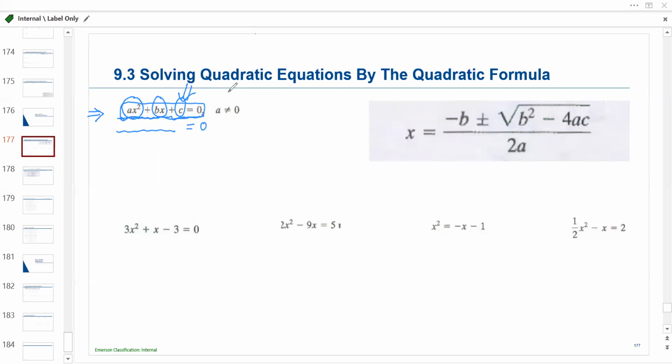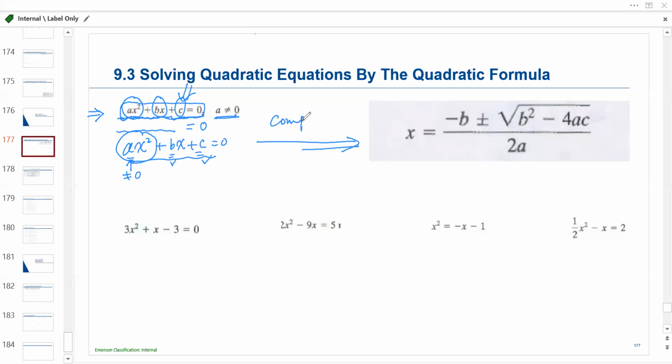If it is a quadratic equation, of course a cannot equal 0. B possibly can be 0, C possibly can be 0, but A definitely cannot be 0. This one cannot be 0, B possibly 0, C possibly 0. So it's fine, because at least this one term should exist here. So whenever I have these kinds of quadratic equations, we can use completing the square.